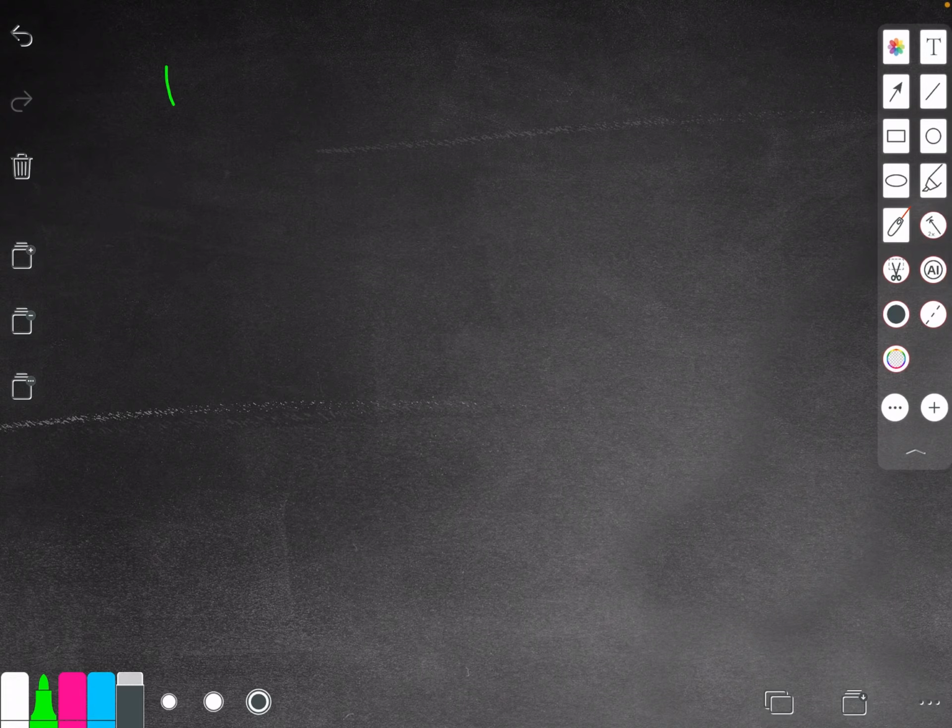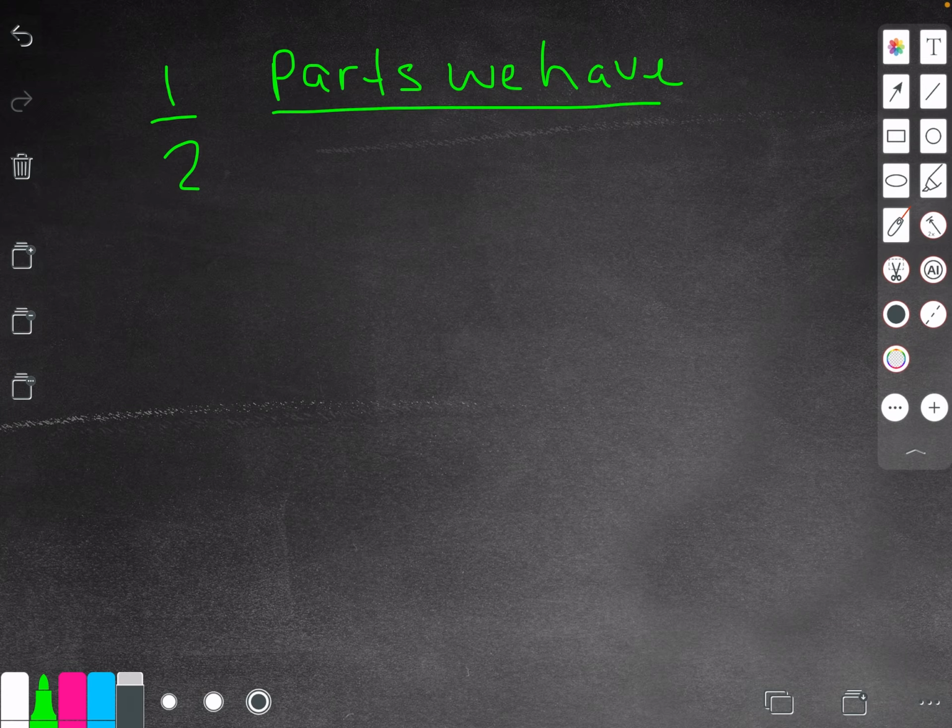If we had the fraction 1/2, we would be talking about the numerator, which is the number of parts we have, and the denominator, which is the number of parts in a whole.